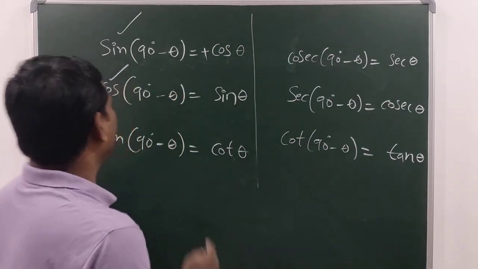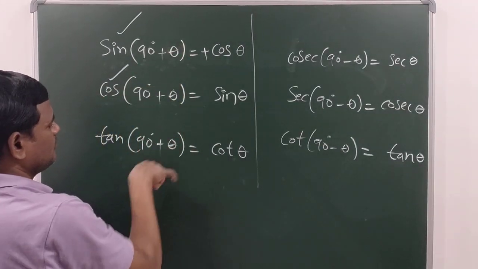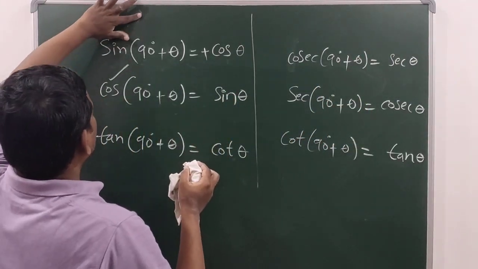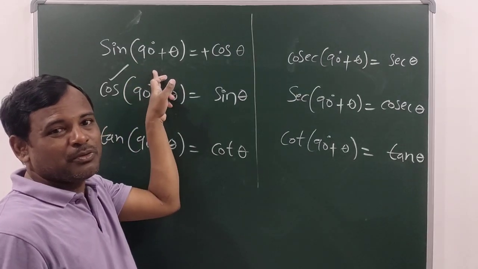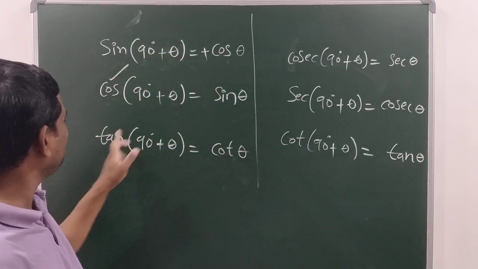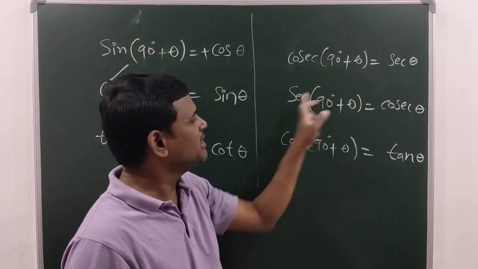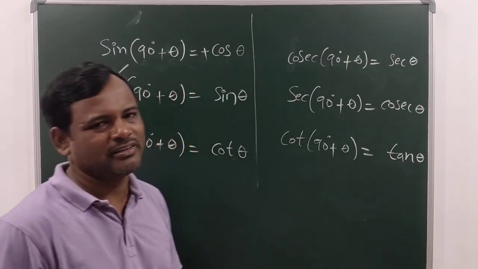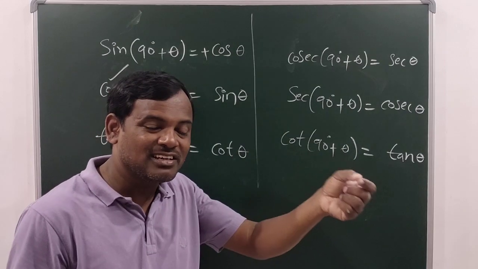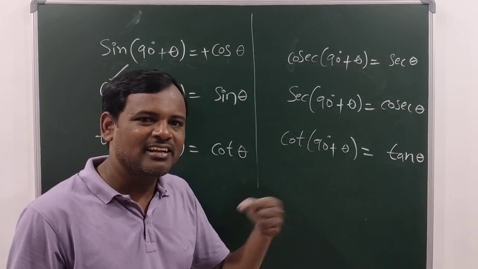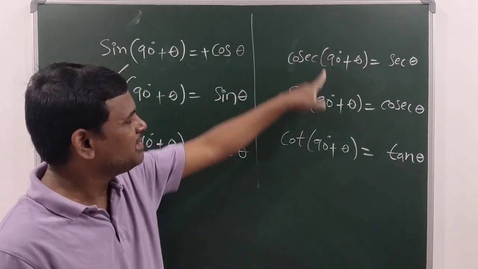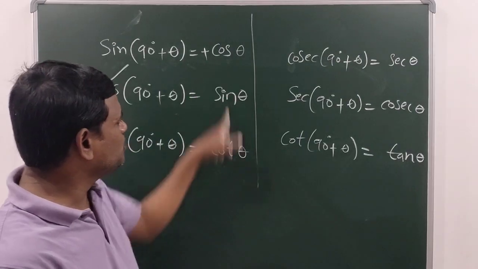Now let us go to the 90 plus. For 90 plus, what do you do? You know, 90 is an odd multiple, no? Hence, sin will change as cos, cos will change as sin, tan as cot, cot as tan, cosec as secant, secant as cosec. Because it is an odd multiple of 90, the ratios will transform. Because here the given angle is an odd multiple of 90, so you change the ratios.